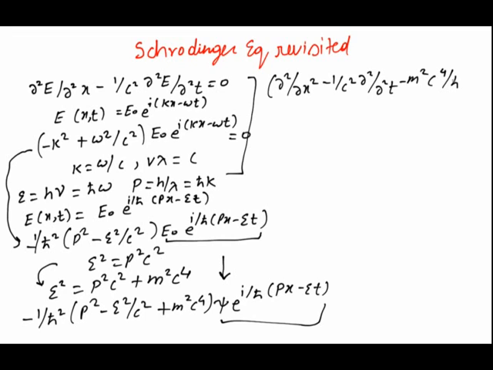Over H square times psi, I over H bar, this is H bar, Px minus T. If this is my equation, and if I write my psi xt as psi 0 e to the power I over H bar, Px minus T, then the above equation is satisfied.